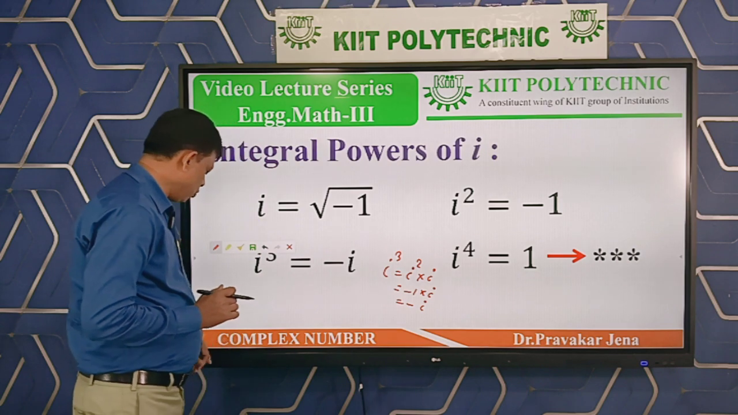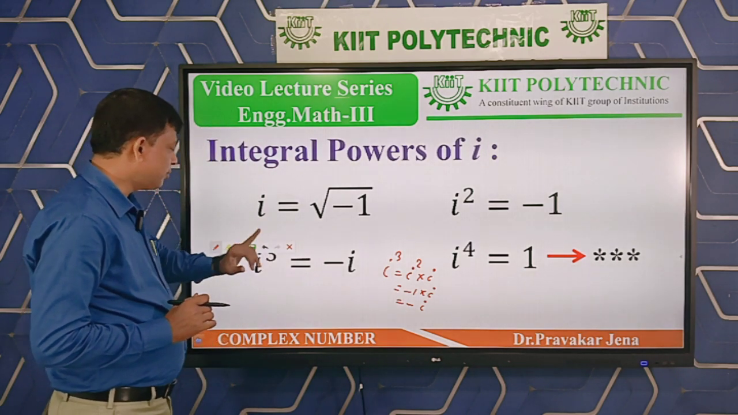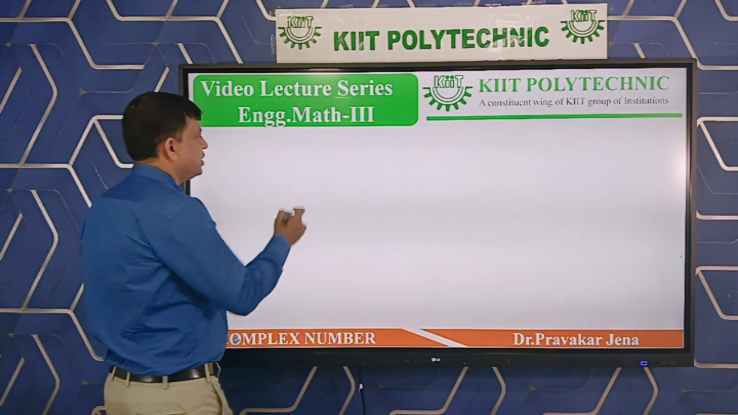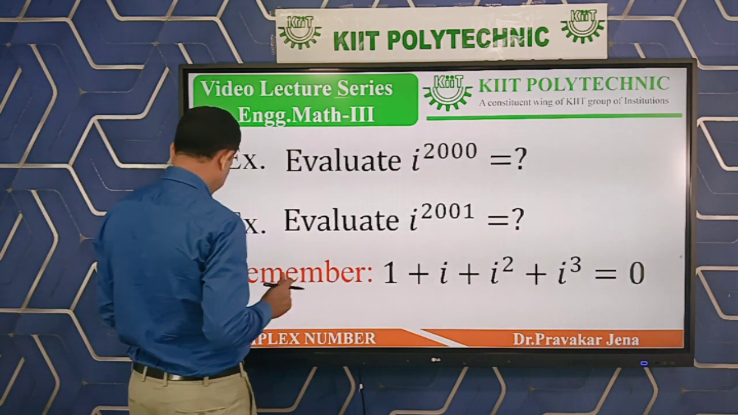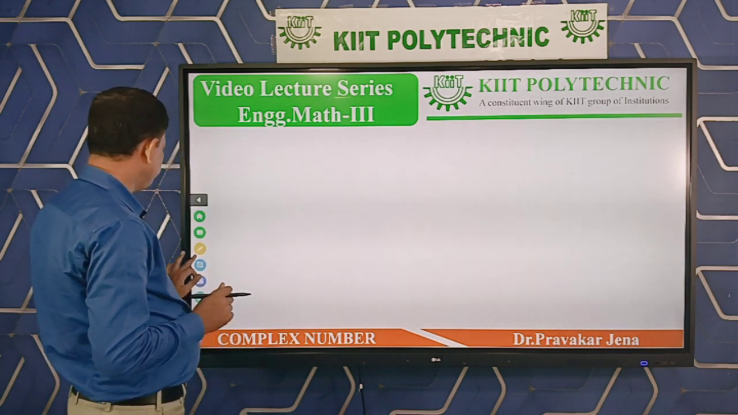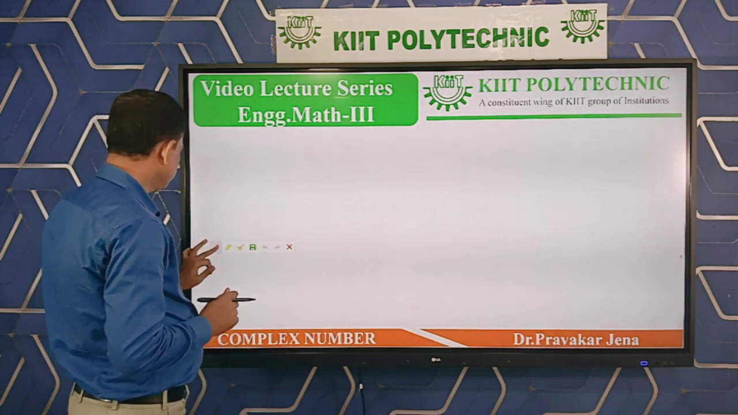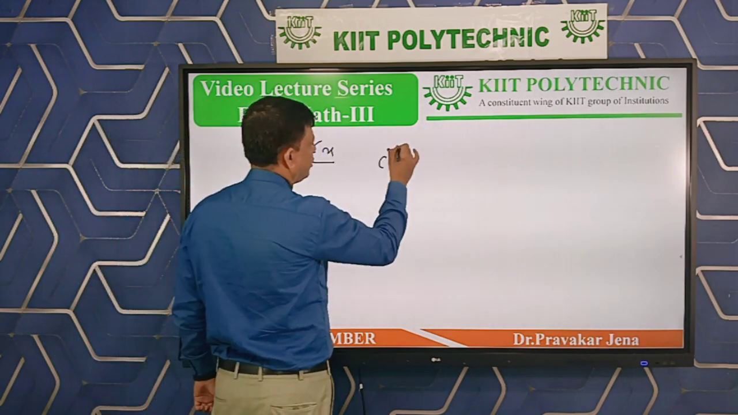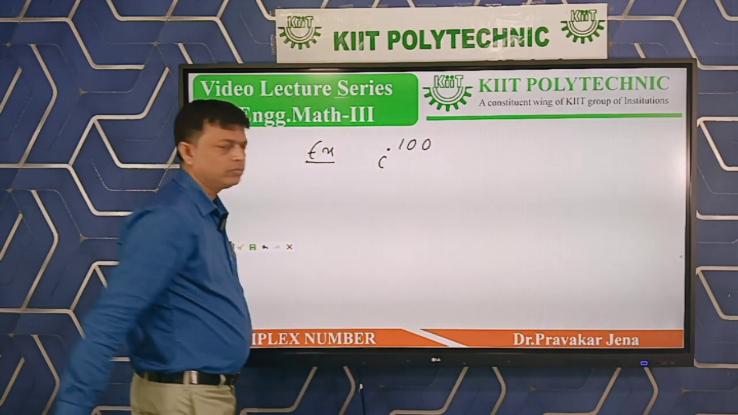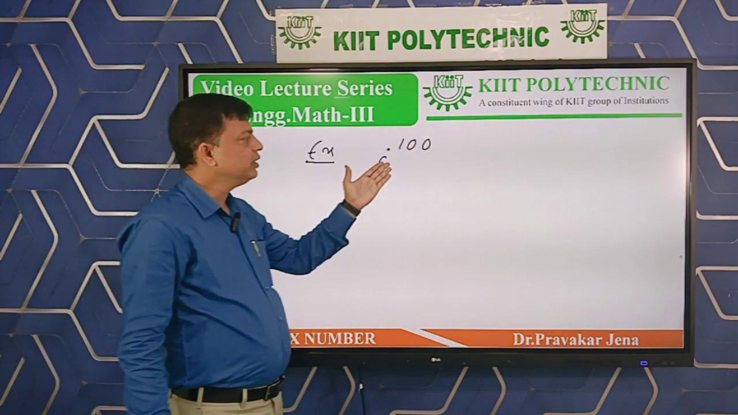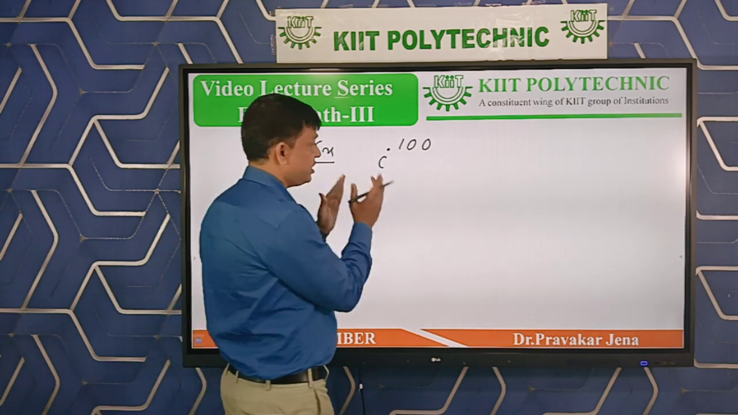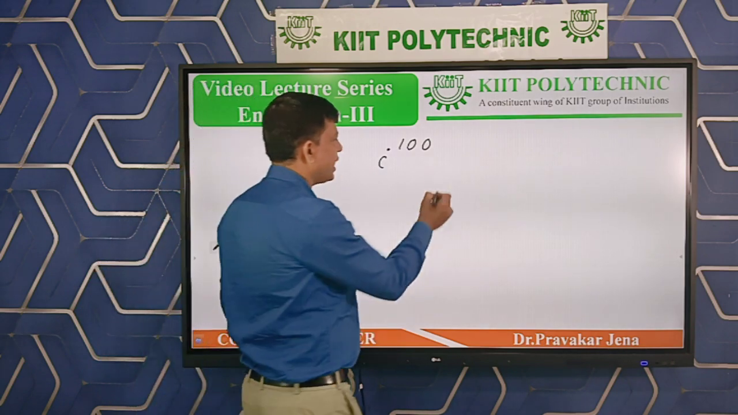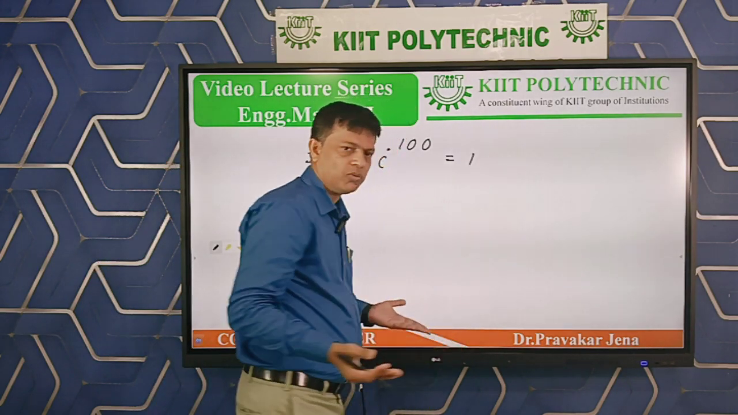Now here I will go for solving some questions about how to find the power of i. I will take one example: i to the power 100. This 100 is an even number, and it is a multiple of 4, or divisible by 4. So we can write directly 1, no doubt.